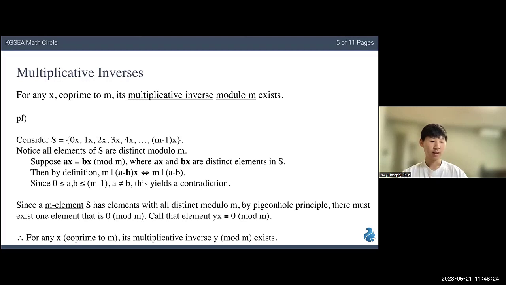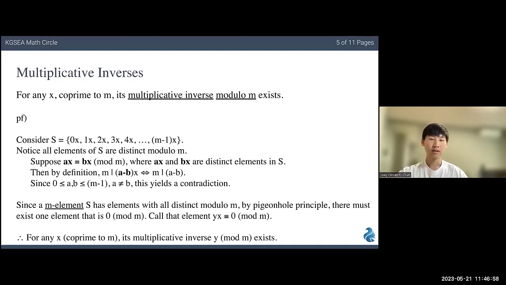So now that we have proven that S's elements are all distinct mod m, since S has m elements that are all distinct modulo m, by the pigeonhole principle, there must exist one element that is 1 modulo m. Now, for convenience, we can call that element yx equals 1 mod m. And as such, we prove that for any x coprime to m, its multiplicative inverse y mod m exists.